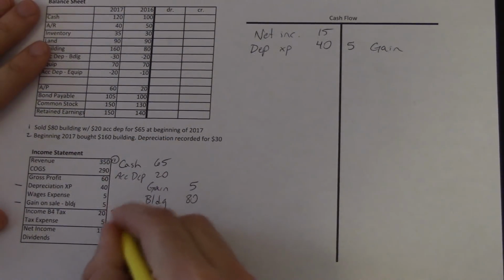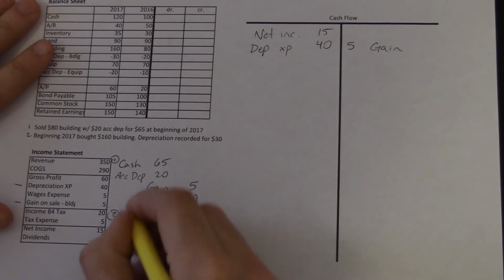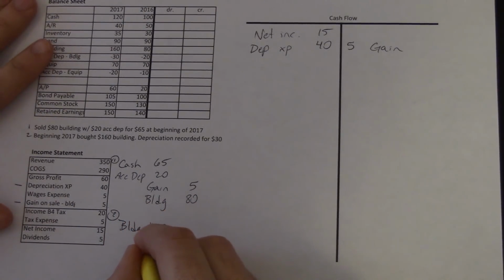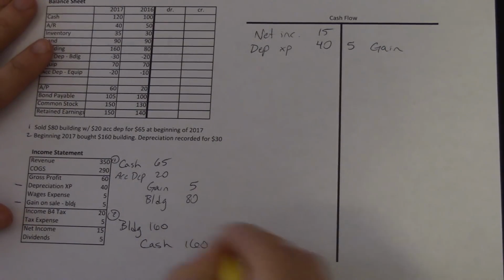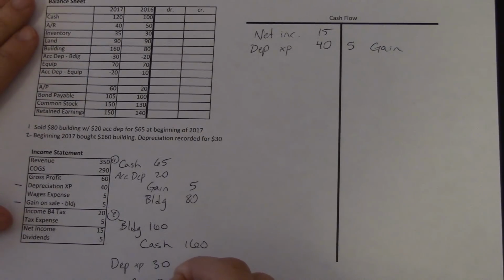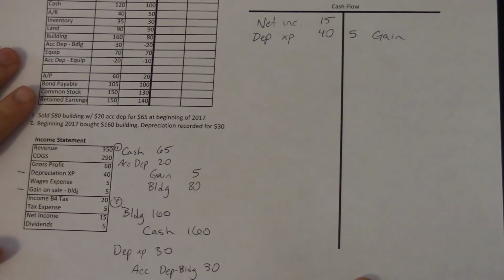So that's number one. Number two, we purchased a building, so we're debiting building for $160, and credit cash. And we also are recording depreciation expense for $30, with accumulated depreciation on the building for $30. There we go. There's our two journal entries.